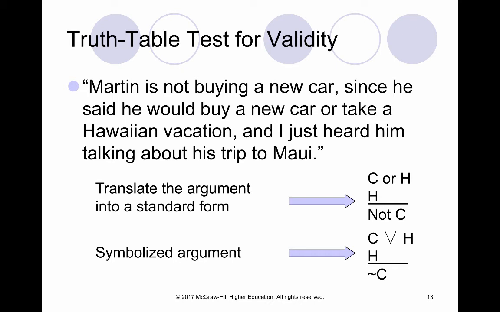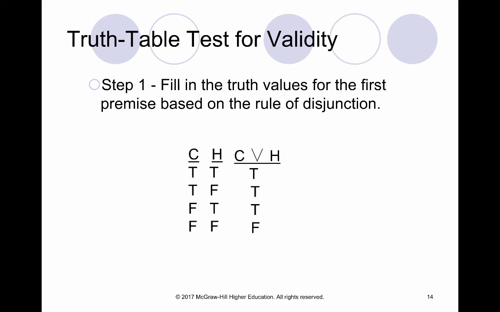So we can label buying a car as C, going to Hawaii as H. So this argument can be translated to either C or H, H, therefore not C. And you can see the symbolized argument at the bottom. So now we need to create the table with columns for the claims and fill it in based on the rule of disjunction, which, if you remember, says that the only time a disjunctive claim is false is if both of its smaller claims are false.